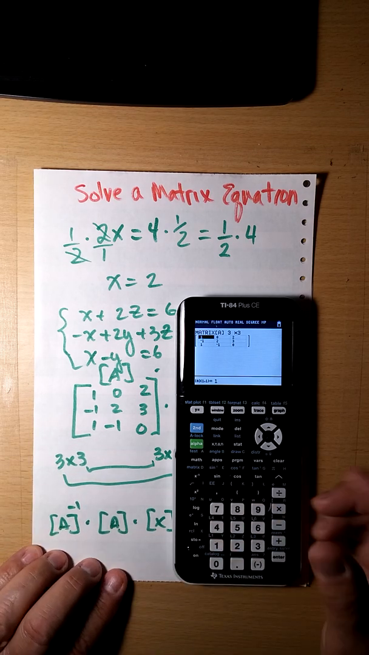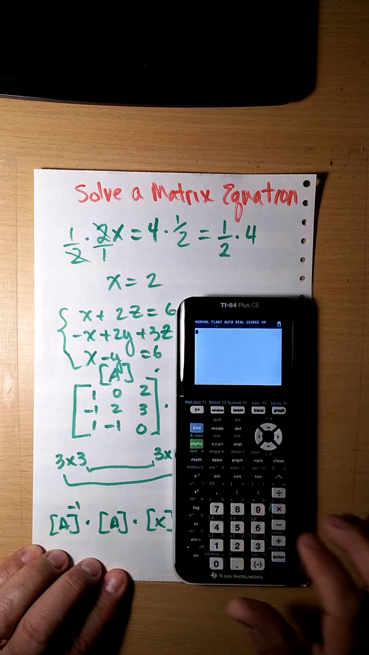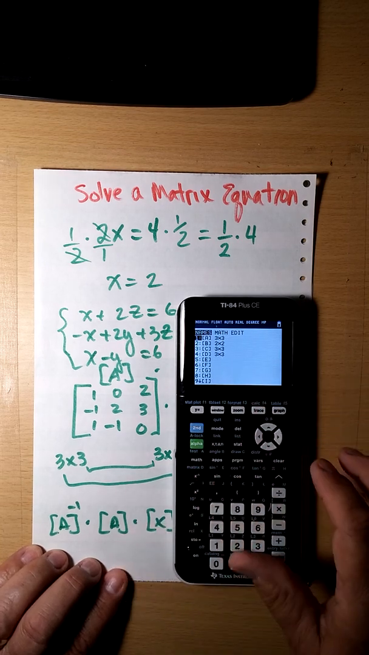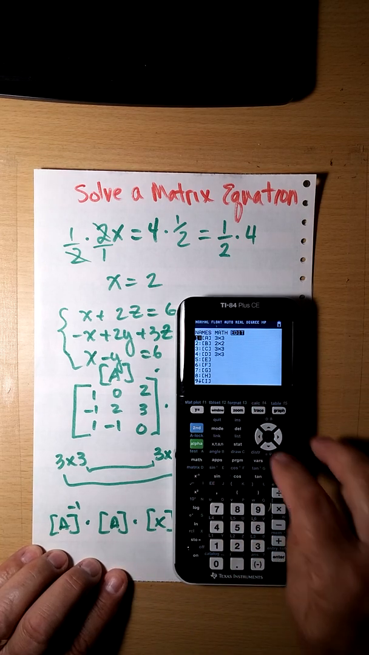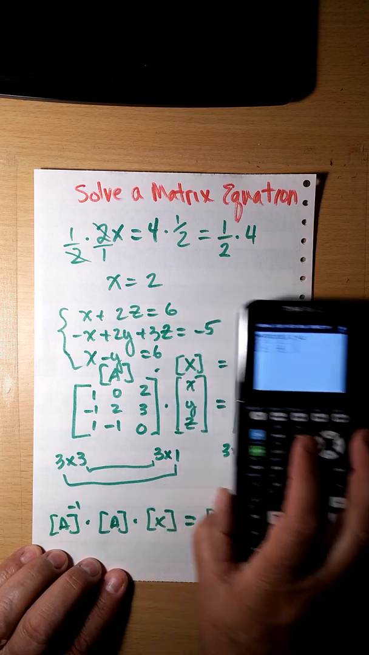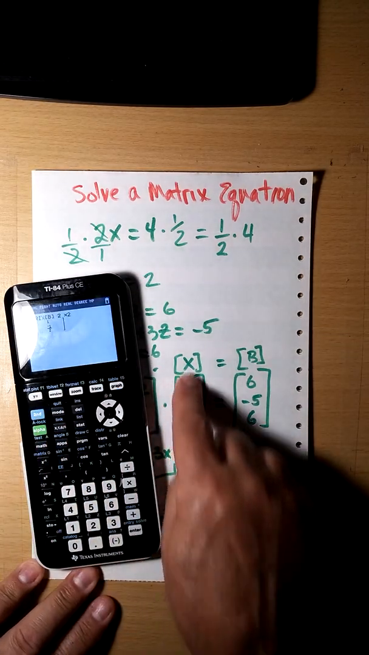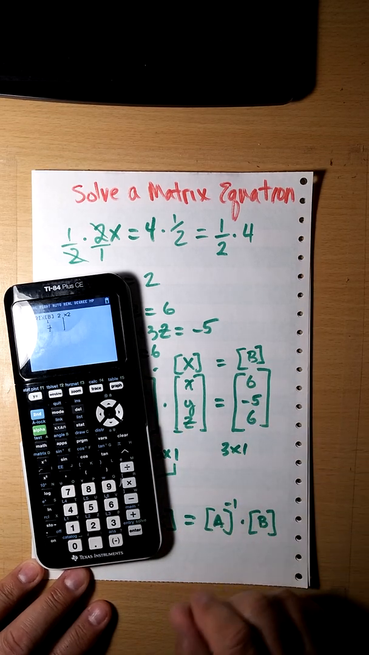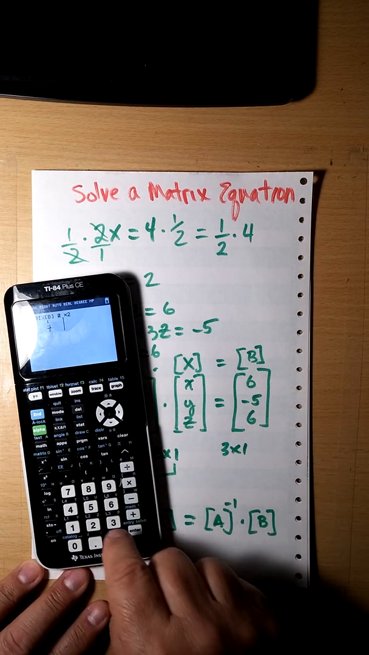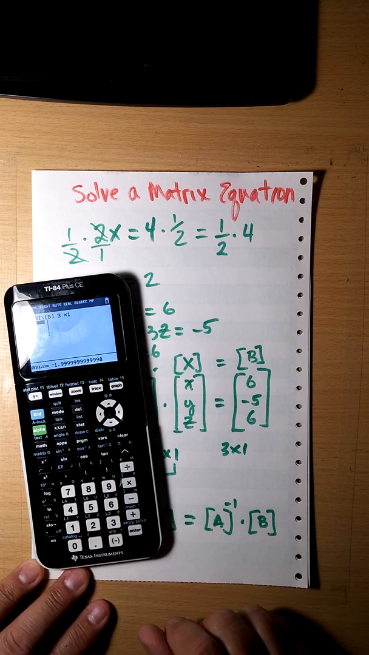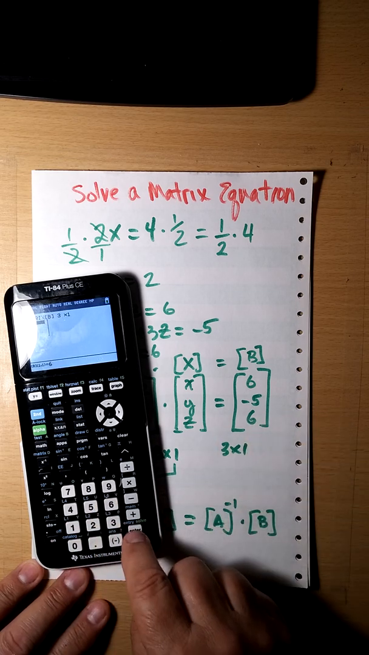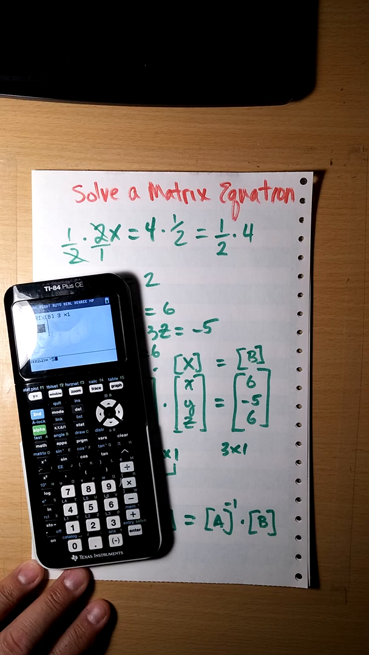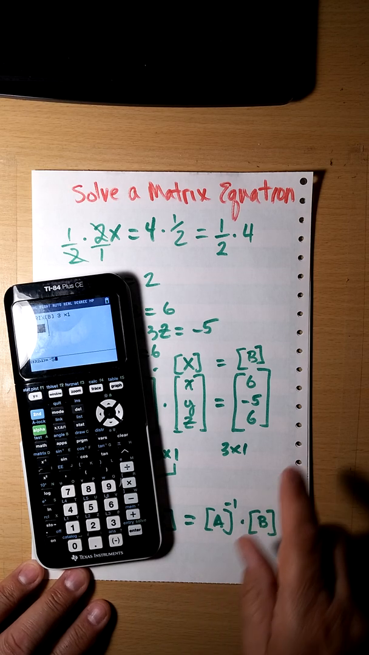Now, to edit the next one, you can't stay in there. You got to get out and then get back in and go over to edit. We're going to edit B now. We're not going to put any of this X, Y, Z in. That's going to be our answer. B is going to be a 3 by 1 matrix. And that's going to hold 6, negative 5, and 6.